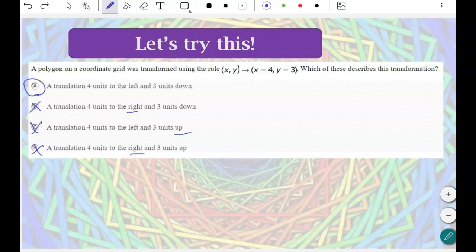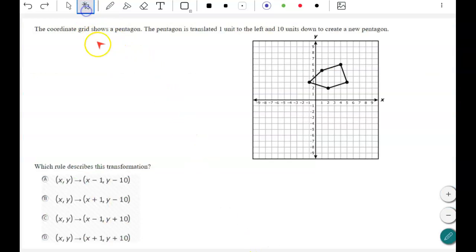Let's try another one. It says the coordinate grid shows a pentagon. The pentagon is translated 1 unit to the left. So every point would go to the left 1 unit. So remember, left is minus, that's the x coordinate. So that's going to be like x minus 1. That's how it's going to be represented. And then the next part says it's 10 units down. And so up and down is the y. So y minus the 10.